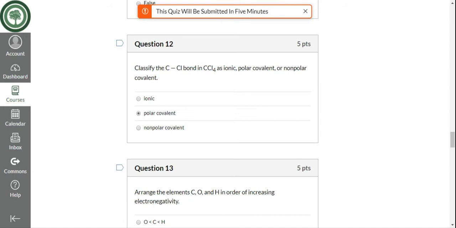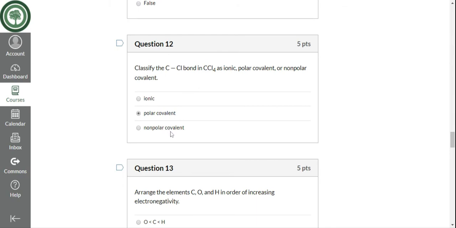Oh, 5 minutes left. I paused for about 30 minutes because my kids were getting really loud, so I'm running out of time. So that's polar covalent.